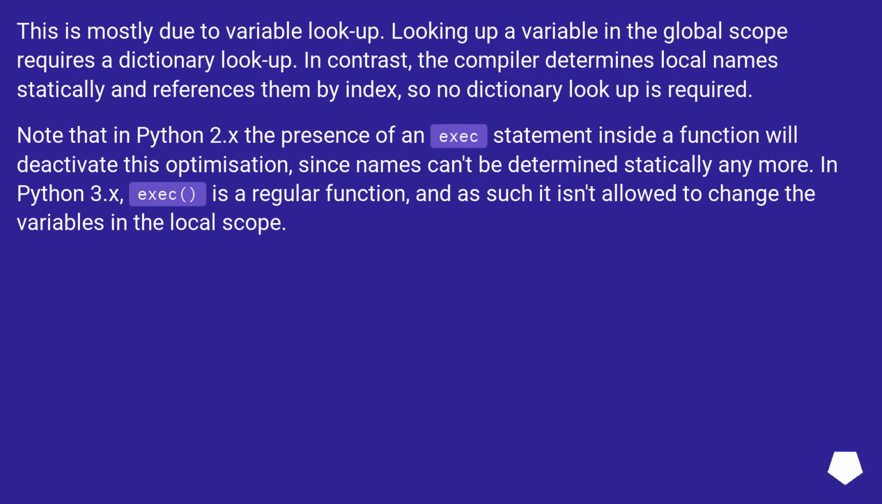Note that in Python 2.x the presence of an exec statement inside a function will deactivate this optimization, since names can't be determined statically anymore. In Python 3.x, exec is a regular function, and as such it isn't allowed to change the variables in the local scope.